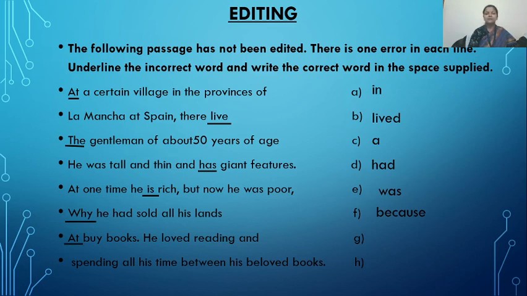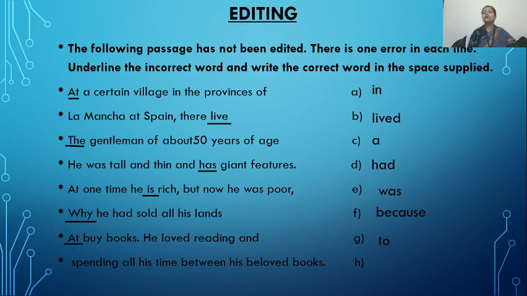So I think the mistake is with "at". What should it be? It should be "to buy books". He loved reading, and now let's come to the next. "Spending all his time between his beloved books." "Spending all his time." This much of the sentence has no problem.